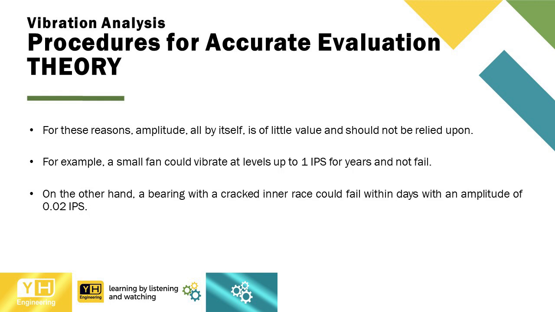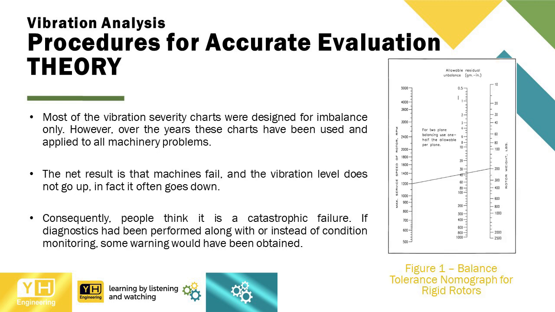For these reasons, amplitude, all by itself, is of little value and should not be relied upon. For example, a small fan could vibrate at levels up to 1 inch per second for years and not fail. On the other hand, a bearing with a cracked inner race could fail within days with an amplitude of 0.02 inch per second. Most of the vibration severity charts were designed for imbalance only.